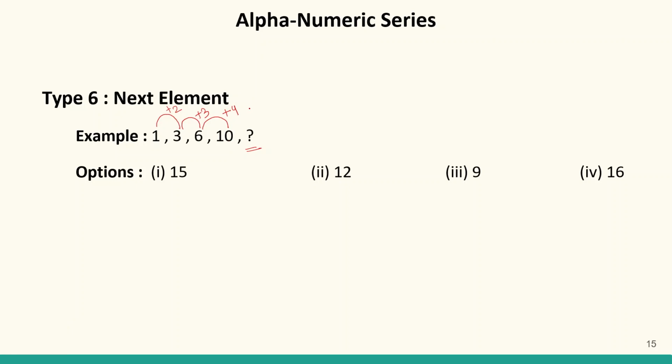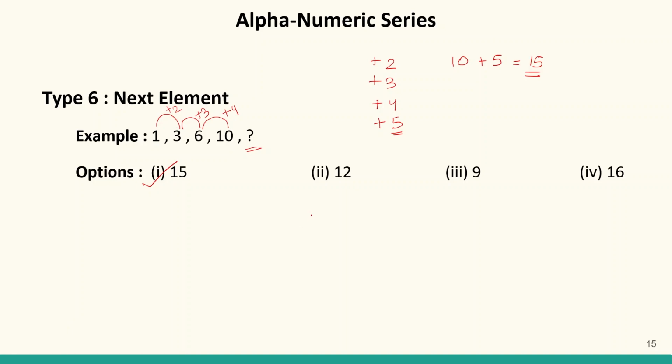So how are the elements increasing? First plus 2, then plus 3, then plus 4. So now it will increase by 5, and 10 plus 5 will give us 15. So this will be your answer.